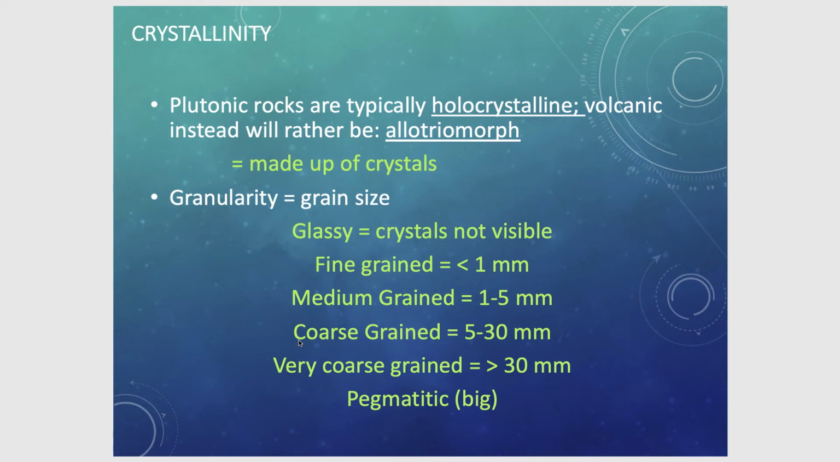So if we go more into the details, crystallinity really is defined in two terms. So we have holocrystalline rocks, which are quite often plutonic rocks, and so these will quite often display crystals that have pretty much the same size, and these are visible to the naked eye. Instead, volcanic rocks quite often will be allotriomorphic and will have essentially a microcrystalline texture and some phenocrysts which have a different size, as stated earlier.